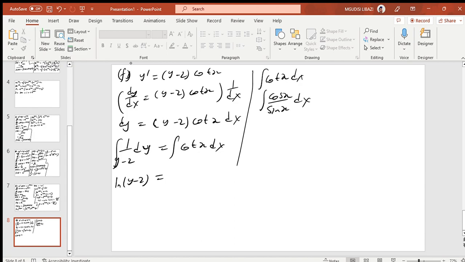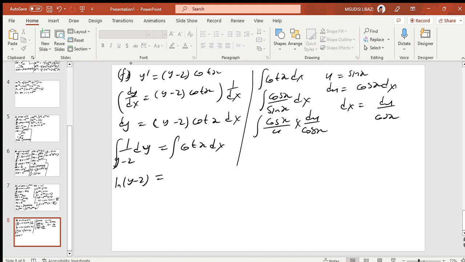So we can say u is equal to sine of x, so that du is equal to cosine of x dx. Integral of cosine of x all over u multiplied by, when we make dx the subject of the formula, du over cosine of x. So we have here du over cosine of x. So now this cancels that, and we get the integral of 1 over u multiplied by du.